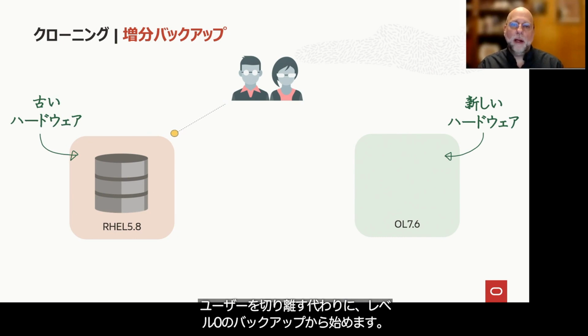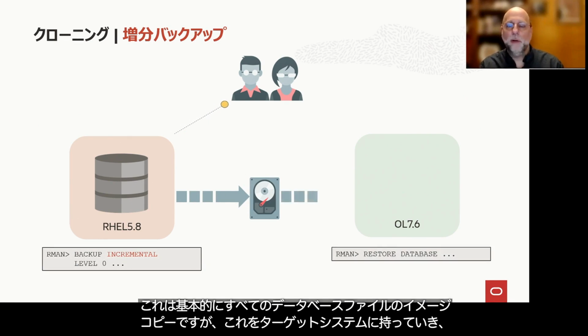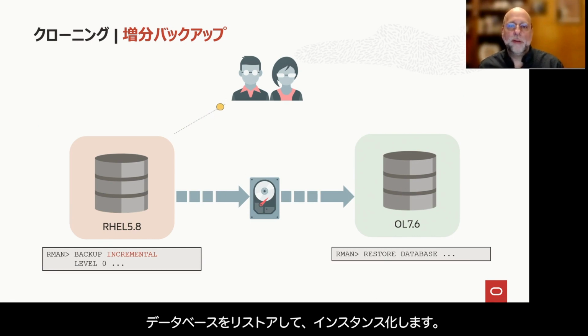And now instead of disconnecting the users, we start with a level 0 backup, which is essentially an image copy of all your database files. Bring that over to the target system. We restore the database and instantiate it over there. All the while, our users are still working on the production system.